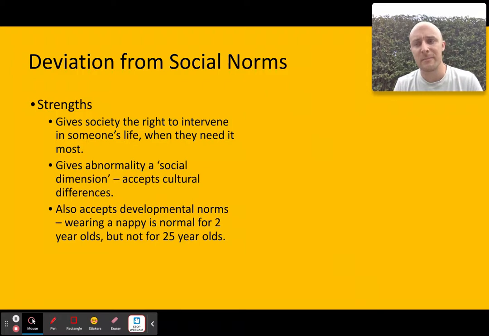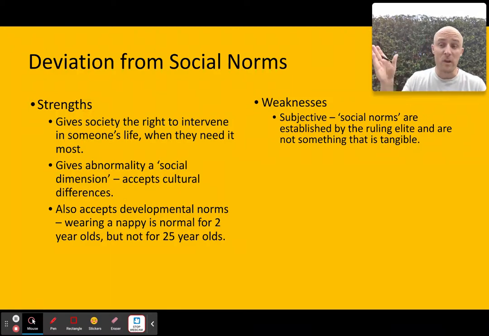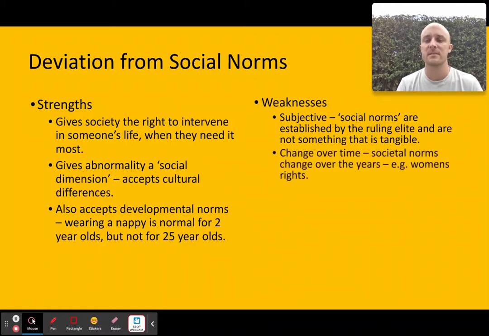It accepts developmental norms, which is quite good. But a weakness is that it's incredibly subjective. Who decided that we as a society are supposed to like tea? I mean, it's the right call, don't get me wrong, but who decided this? It's not like we all went to a meeting and decided that, right, we're all going to queue, yeah? Queuing's a thing. That's not how it necessarily works.